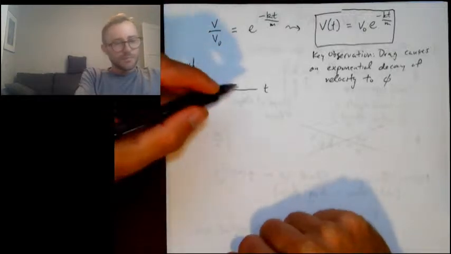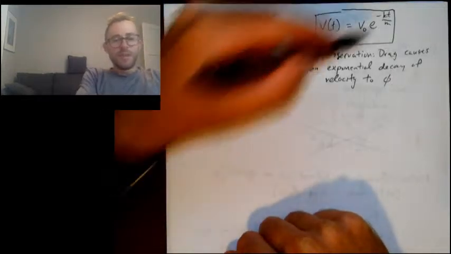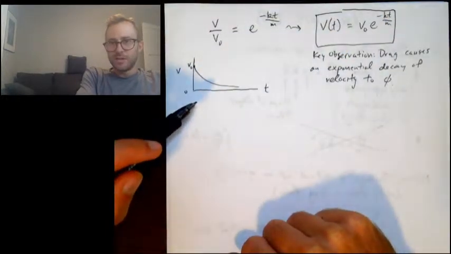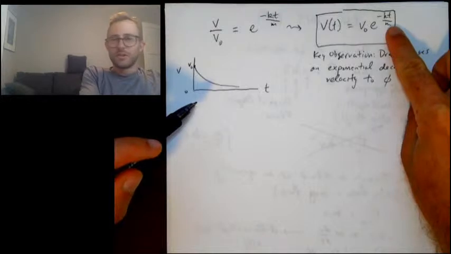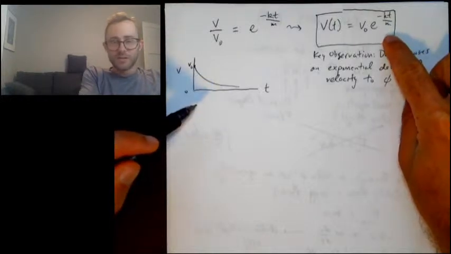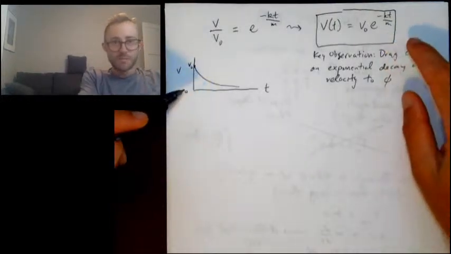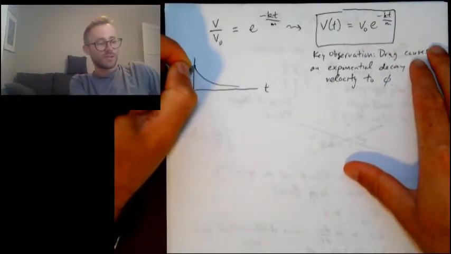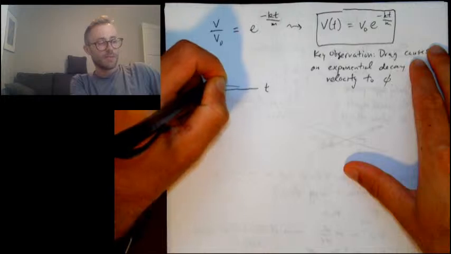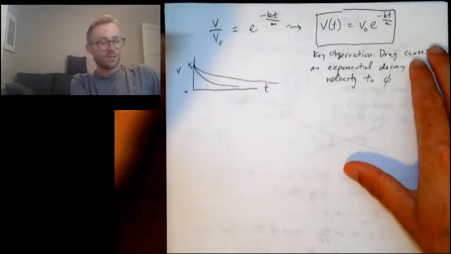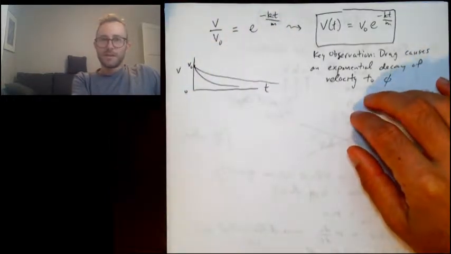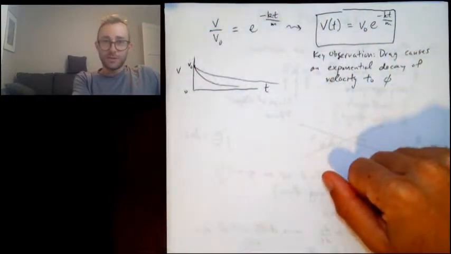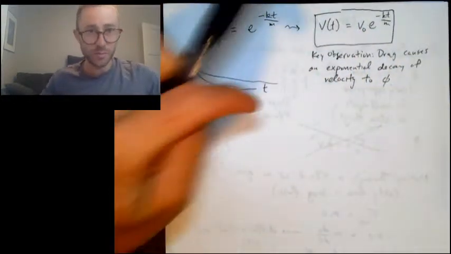Notice the bigger the mass is, see how mass is in the denominator there? The bigger the mass is, the more time it's going to take to slow to a stop. Okay? This is borne out by this equation. So if you have a large mass, it's going to take a longer time for that velocity to go to 0. That's because more mass means more inertia.